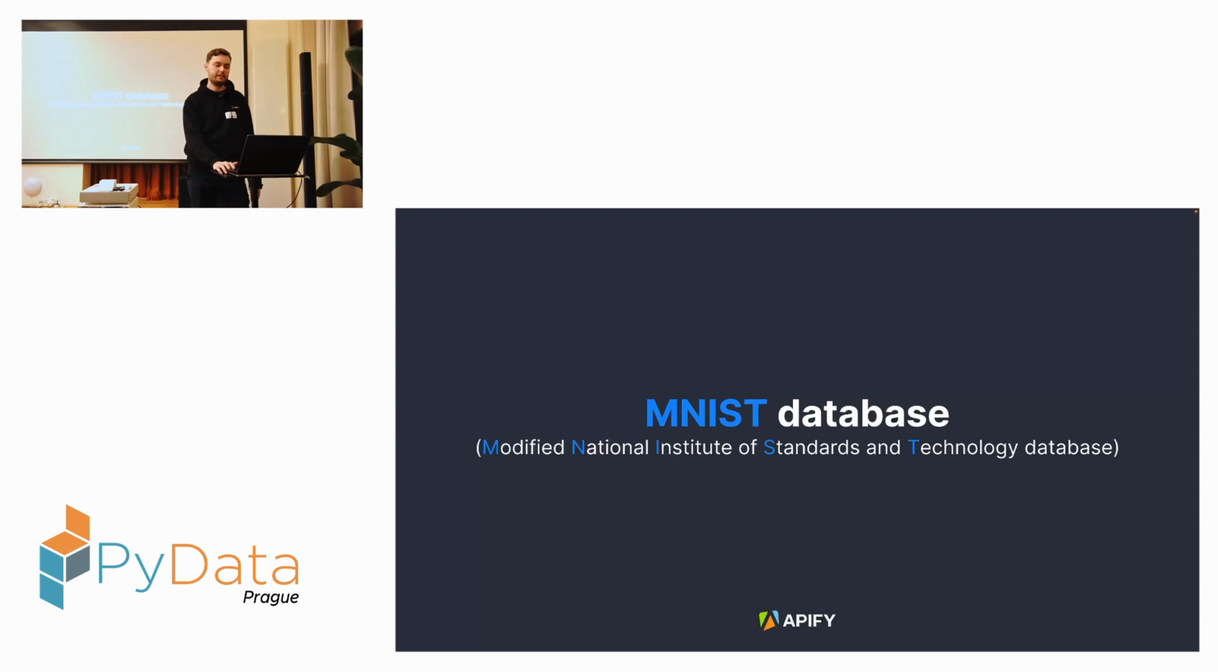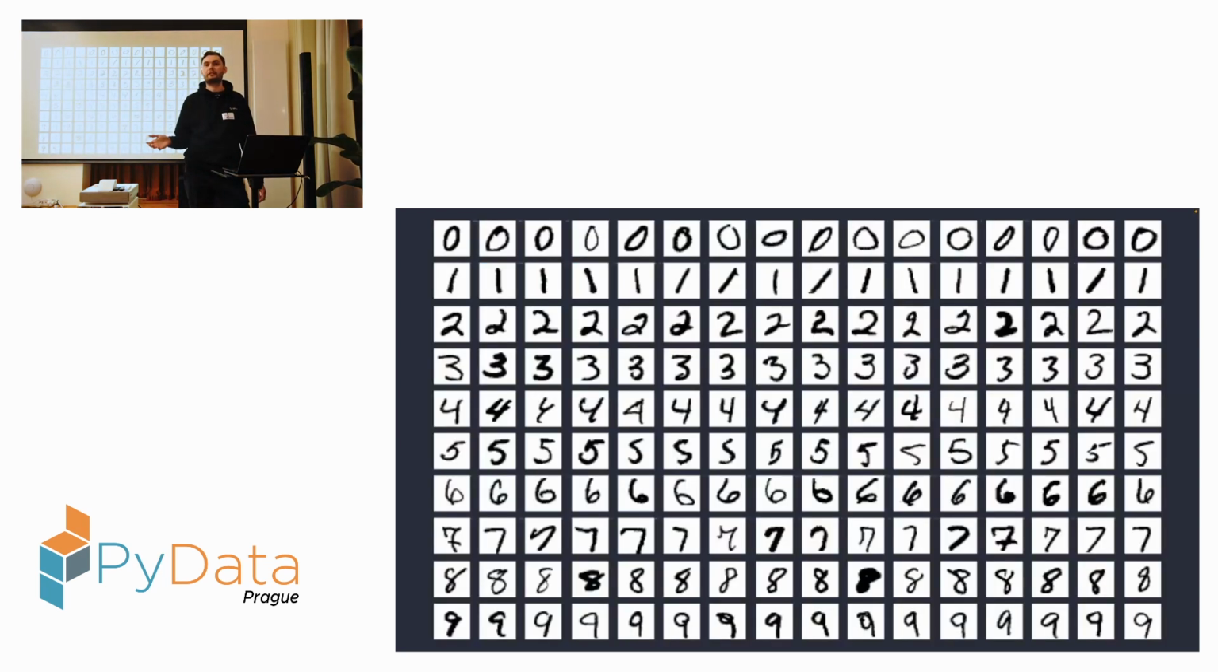It is a database of 70,000 handwritten digits. Each one is 28 by 28, and it has been around since 1994. And if you look at this, you're like, yeah, obviously there are numbers from 0 to 9. But if I'm being really honest, I sometimes can't recognize my handwriting.